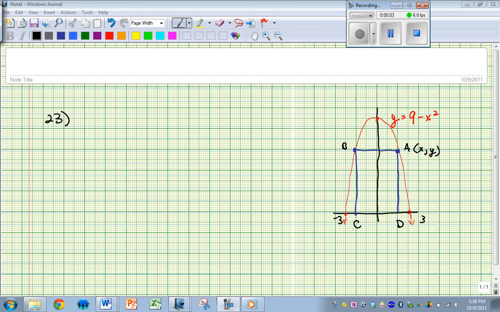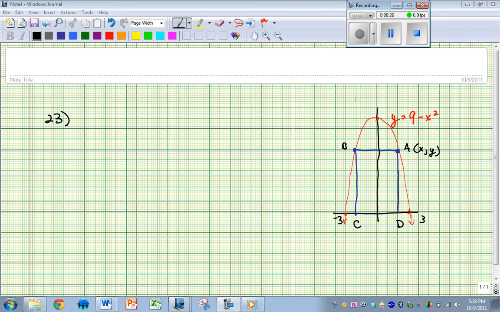All right, number 23. This one I'm going to read out of the book. It says we have a rectangle ABCD that has vertices C and D on the x-axis and vertices A and B on part of the parabola y equals 9 minus x squared that is above the x-axis.